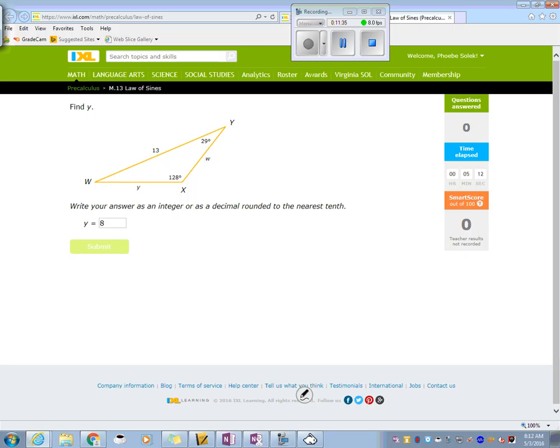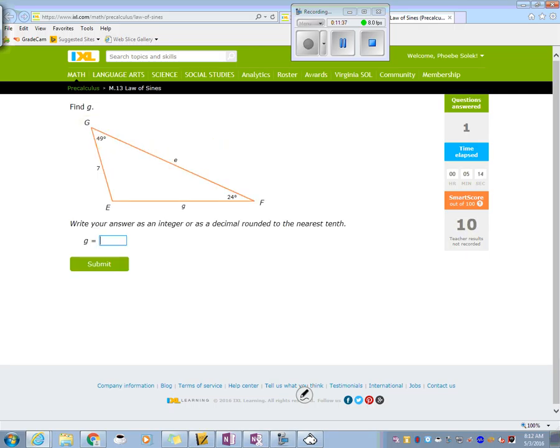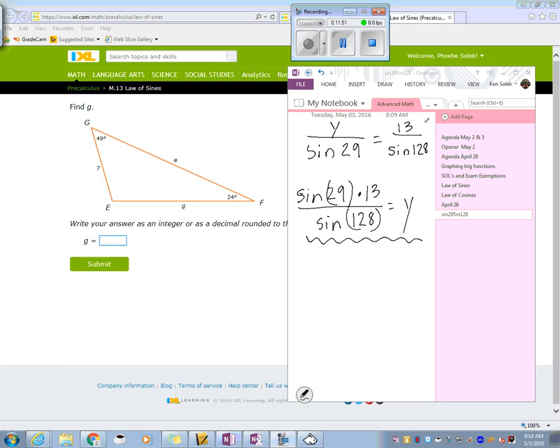Okay? Let's try another one. I'm going to pause here, and I want you to see if you can set up the ratio for this one. All right, so for our new problem, hopefully you set this one up.